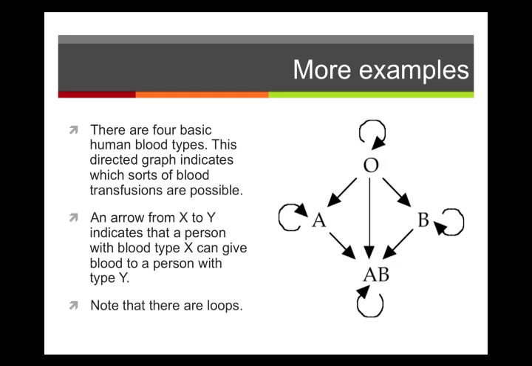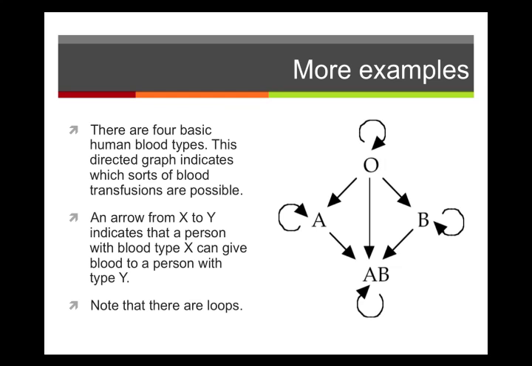There were certain circumstances where it was not okay for one person to give blood to another. So this graph actually shows all of that for the 4 basic human blood types, which are called O, A, B, and AB. So we have here a graph with 4 vertices, which are shown by those letters. And then we have the edges.